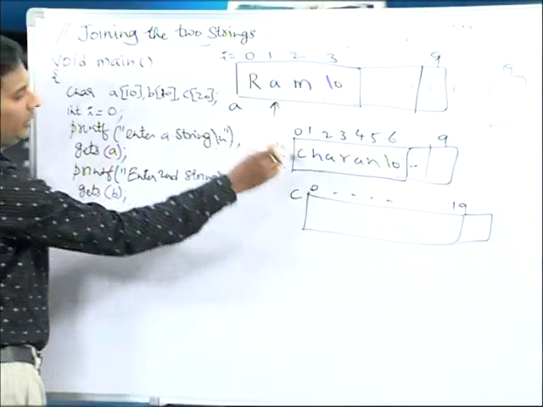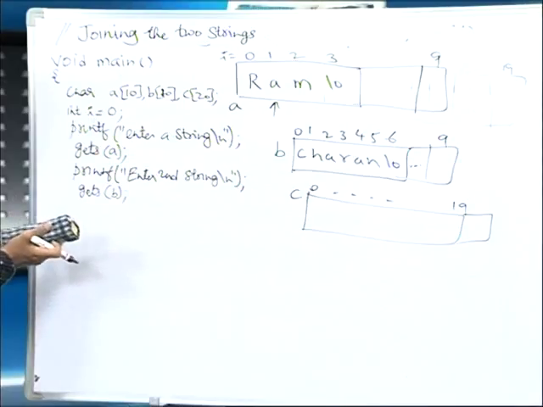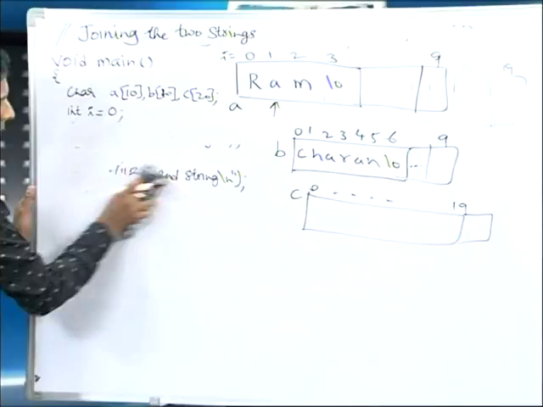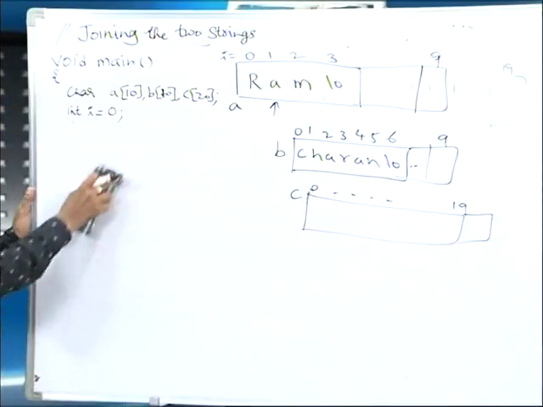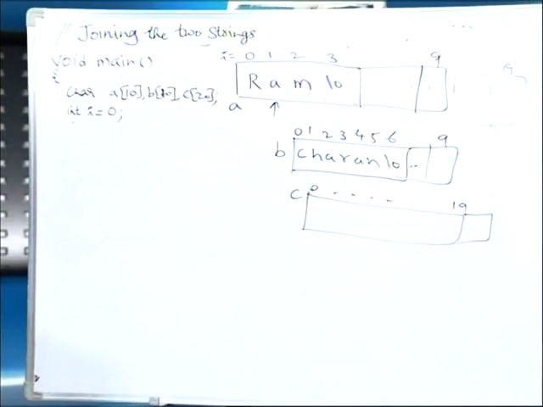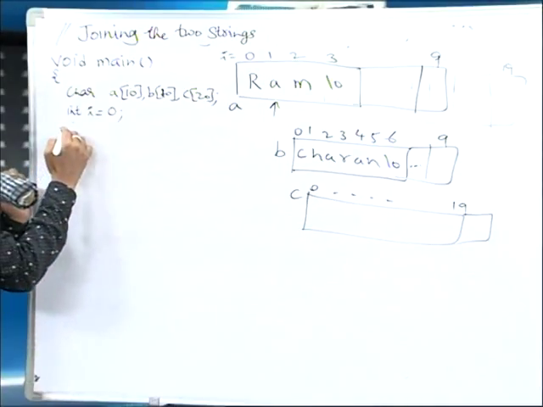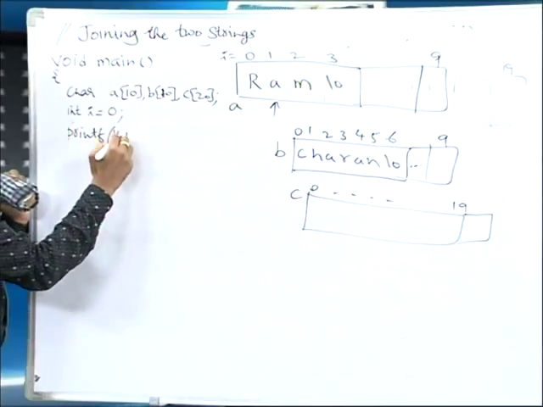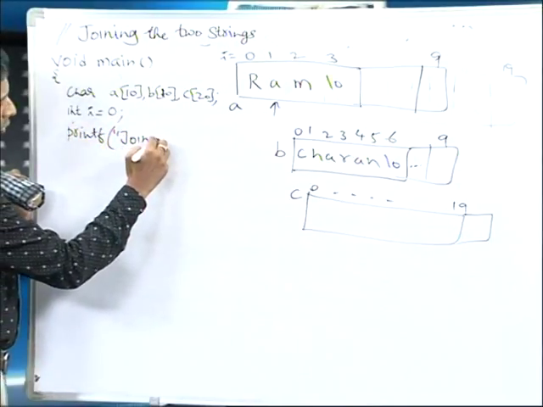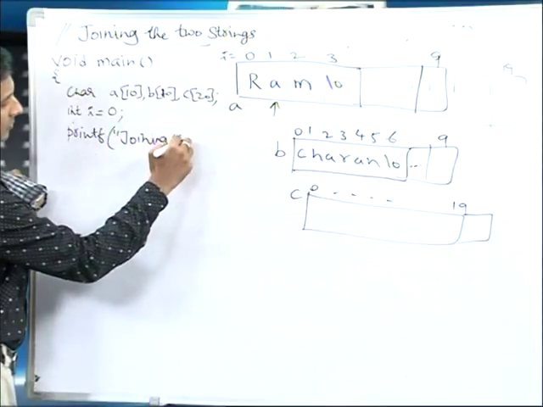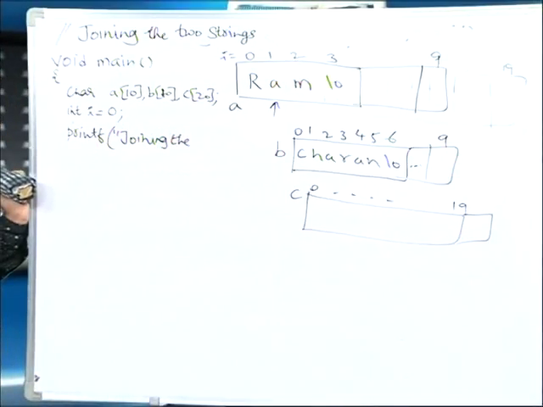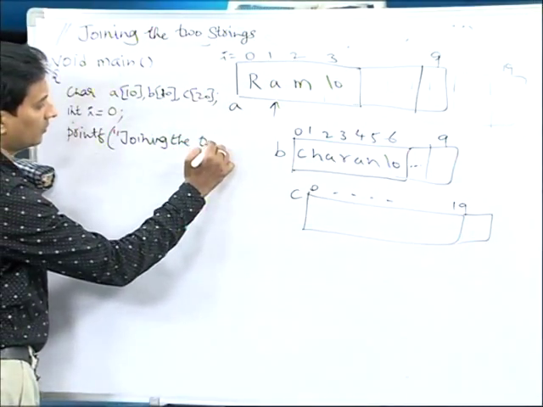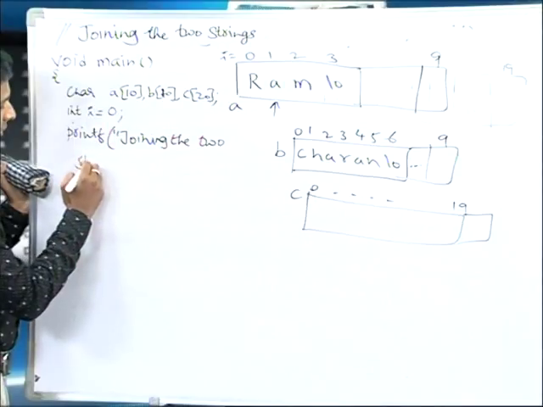Now we need to join into the third array. For that we are writing the logic here. After this one I am writing the continuation here. Printf joining the two strings.